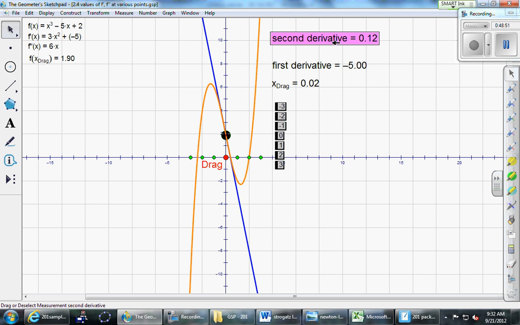So if you had a problem asking which velocity was the greatest, you could take the second derivative of that, solve it for 0, and that would tell you where the velocity was the greatest. Yes, and we will do problems just like that later this semester. It's useful.